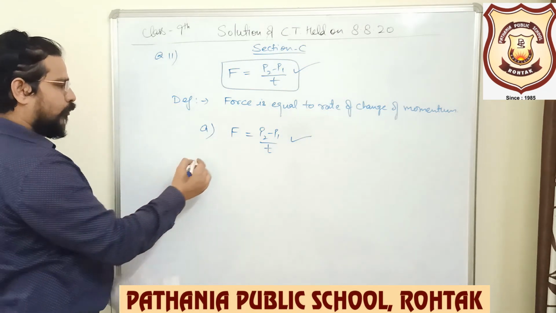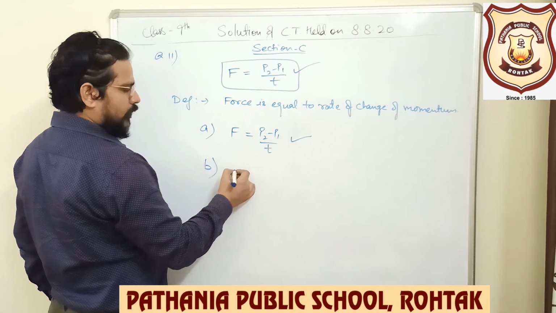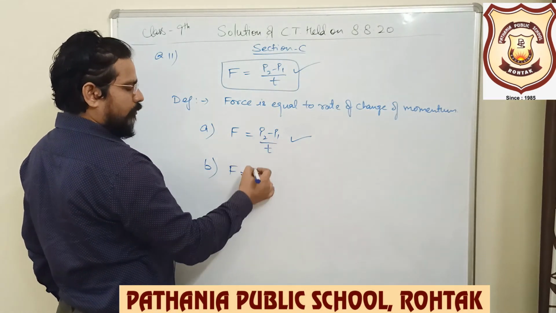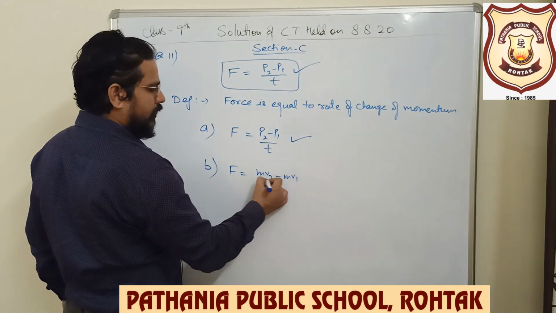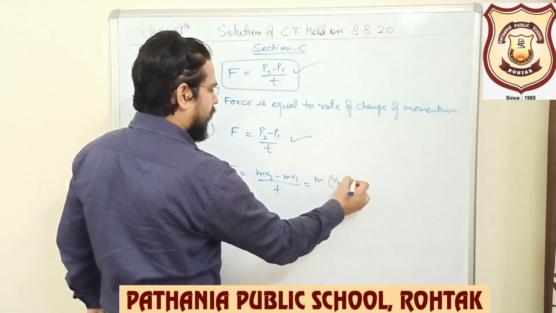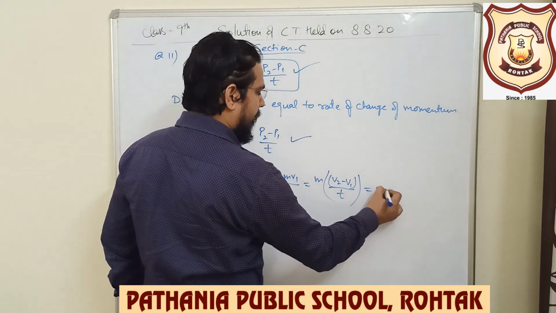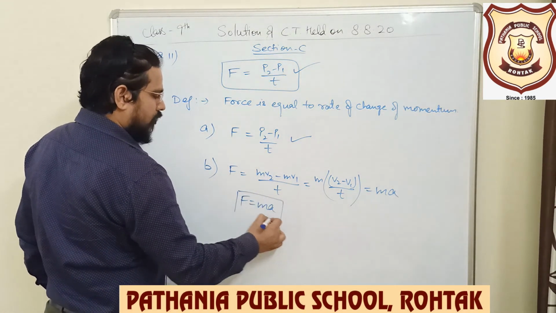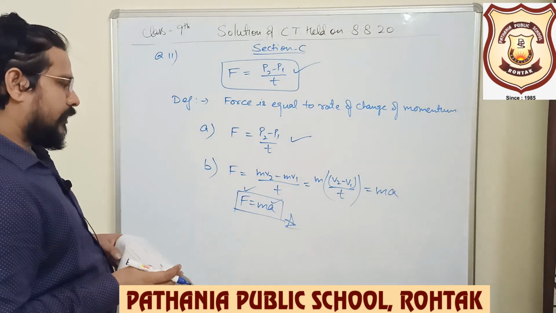Answer B is force and acceleration. If I put the formula of momentum, P2 that is mv2 and P1 that is mv1, divided by t, taking m common I am left with v2 minus v1 divided by t, and we all know that is acceleration. So F is equal to ma is your relation of Newton's second law of motion in terms of force and acceleration. That's it.